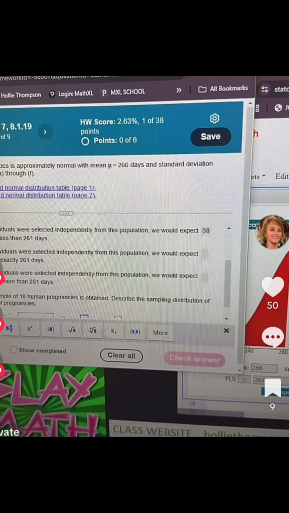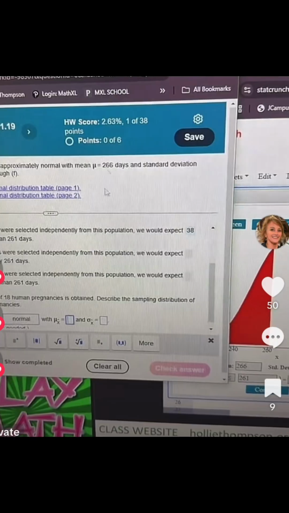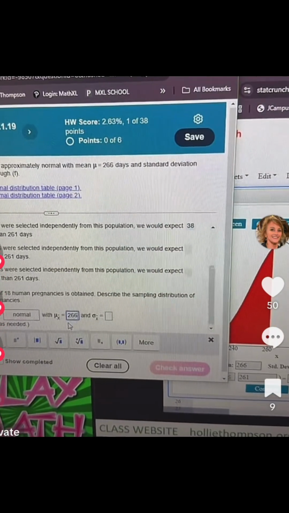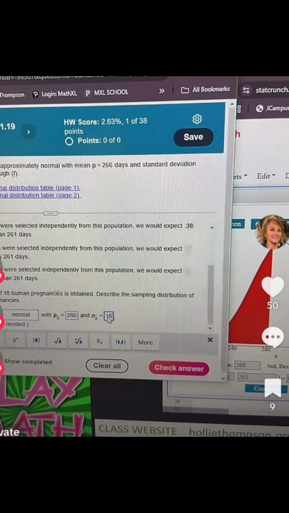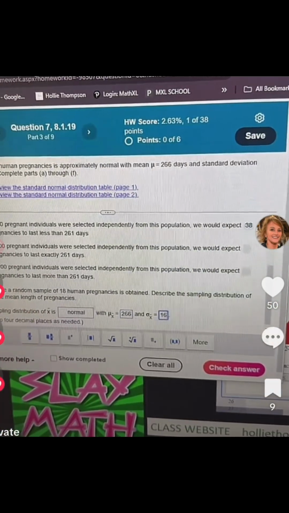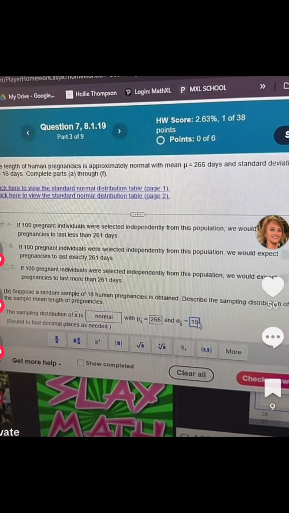The mean is 266, and the standard deviation is 16. Wait, they want to know... no, wait, hold on. Change the standard deviation. That's the new one.